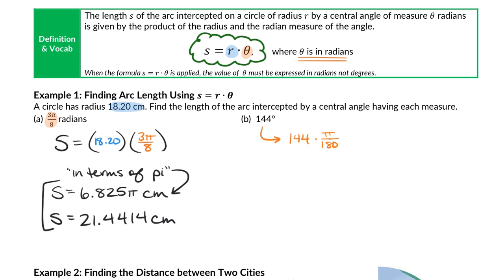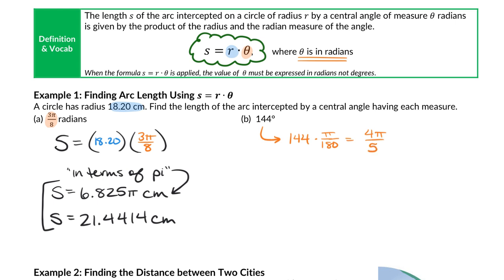Now we're not pressing the pi button here because we want it in terms of pi. But what is 144 divided by 180? Reduce that fraction, please. 0.8. Can I get it back as a fraction though? Because it's a cube fraction. 4/5. So 144 degrees is 4 pi over 5.